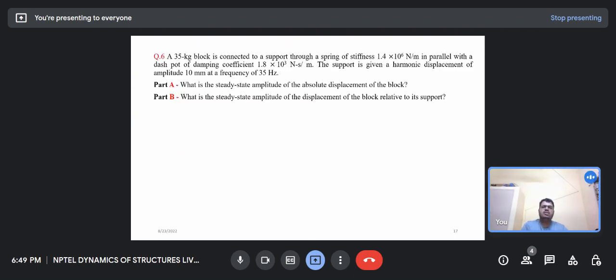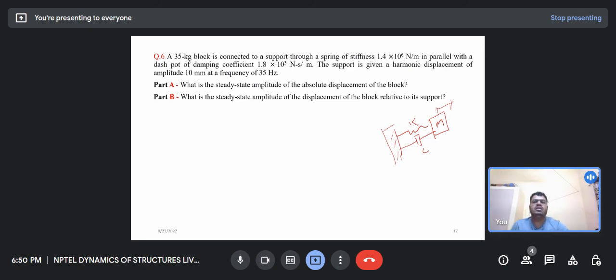So this question is the last question. This is a very simple question actually, a transmissibility related question again, in which the support is in motion. A 35 kg block is connected to a spring of stiffness 1.4 into 10 raised to power 6 in parallel with a damper, whose coefficient is given to you as 1.8 into 10 raised to power. This is a support, a spring, a dashpot damper is connected, a mass is given, stiffness is given, damping is given, and this support has some motion like this.